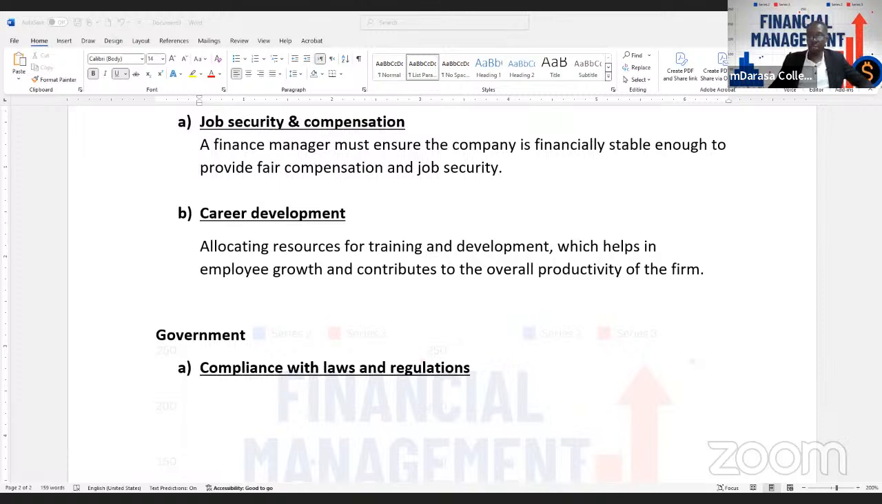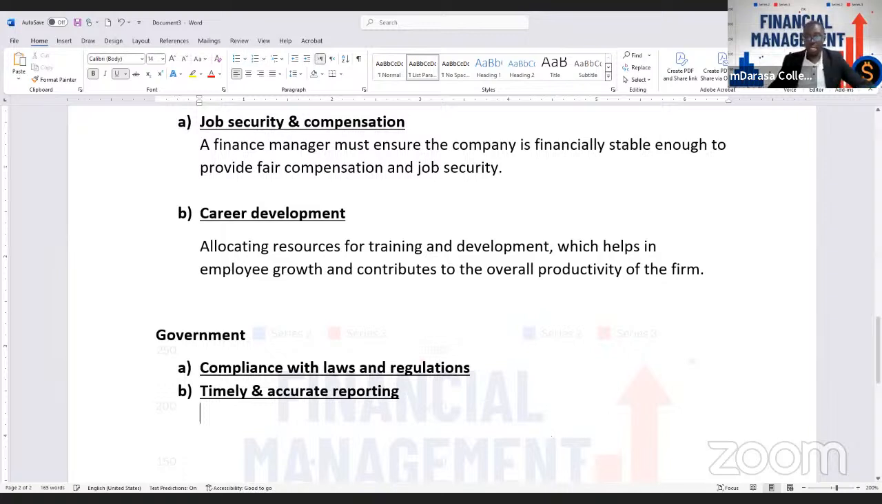The other bit would be timely and accurate reporting. This now matters to the tax. That is very key. In a sense that maybe if I told you to explain it in a very brief manner, you'll find that it is the role of finance managers to submit financial reports and the tax filings on time and ensure that there's accuracy in these financial statements. How will it help the firm? It will help to maintain integrity of the financial system. That is very important to have in mind.